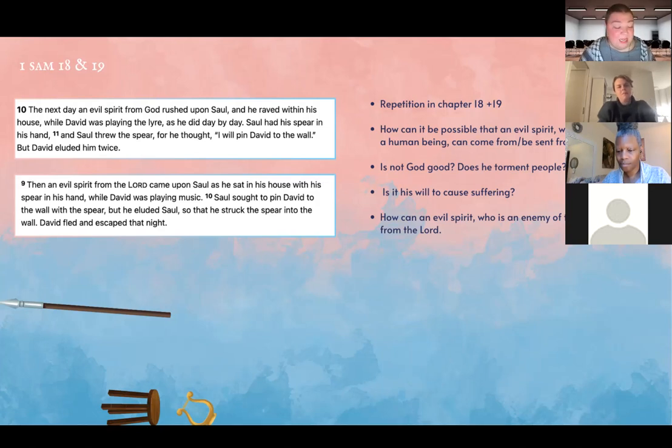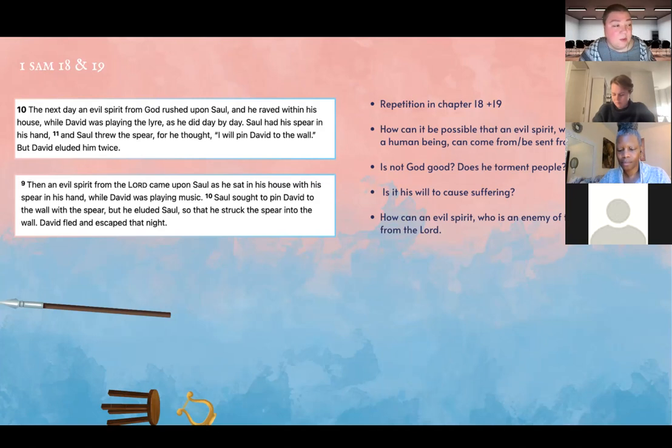Here we have a repeated description of an evil spirit from the Lord tormenting Saul. How can it be possible, we ask, that an evil spirit, which is tormenting a human being, can come from God or be sent from God? Is not God good? Does he torment people? Is it his will to cause suffering? How can an evil spirit who's an enemy of the Lord come from the Lord?